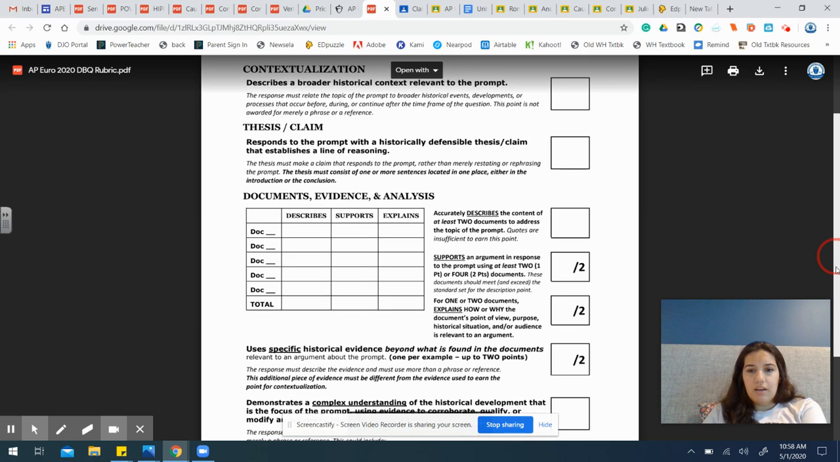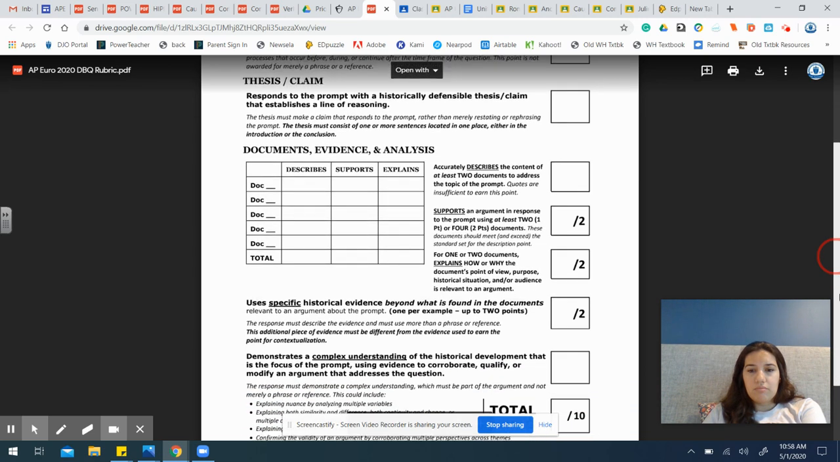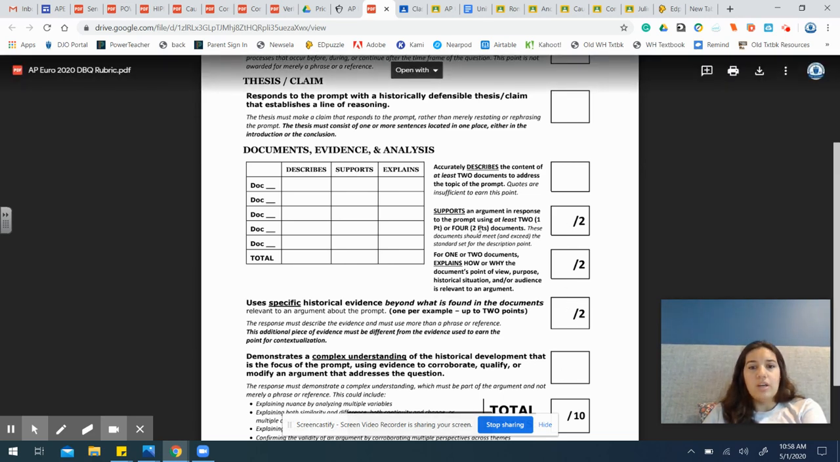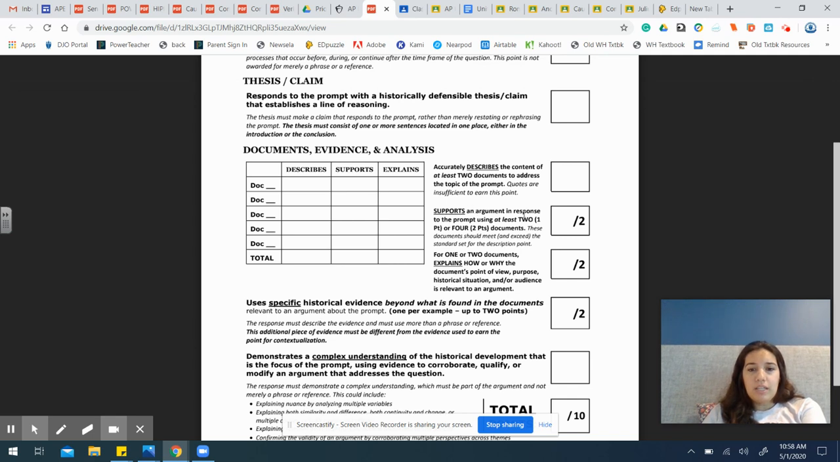And then we have this, where a lot of the points come from: 6 points right here, and then a singular point down here. So the next part is supports an argument in response to the prompt using at least 2 or 4 documents. Okay, so in order to get the full 2 points, you have to use 4 documents. So I'd recommend using the 4 documents.